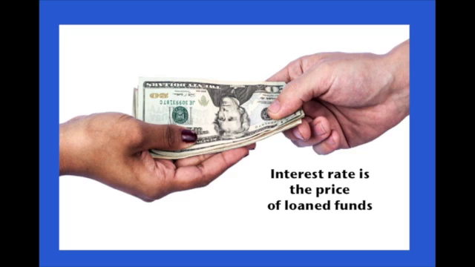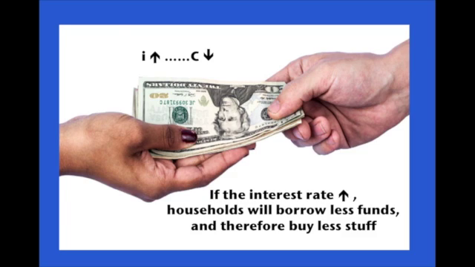So if the interest rate increases, the price of loaned funds increases. In other words, the cost of borrowing money increases. So if the interest rate increases, then households will not borrow as much money as before. Households borrow money to buy things like cars, refrigerators, and washing machines. If interest rates go up, they won't borrow as much money, and because they are not borrowing as much money, they will not purchase as many cars, refrigerators, and washing machines. Consumption is households buying stuff, so since they are not buying as much stuff, consumption spending decreases.